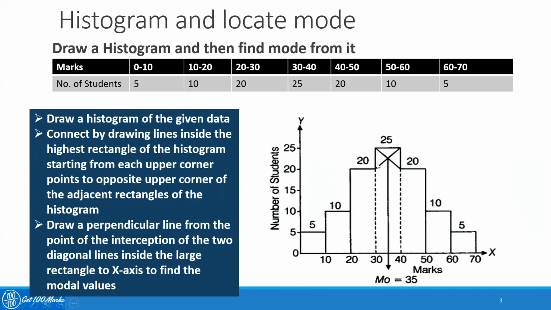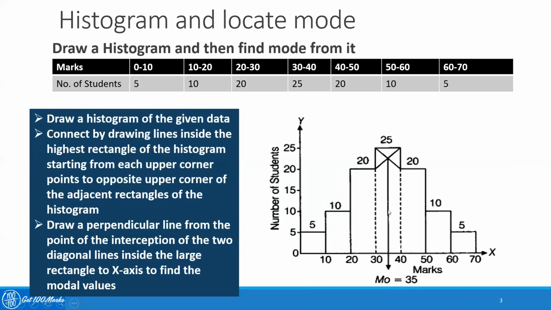In the highest rectangle, from the left side topmost corner, you join to the next rectangle's corner point, and similarly from the other side rectangle's corner, you join to the left side rectangle. So you join both points, and where these two diagonals intersect, from there draw a line down to the x-axis. The value which comes on the x-axis is the mode. So in this particular situation, 35 is the mode.